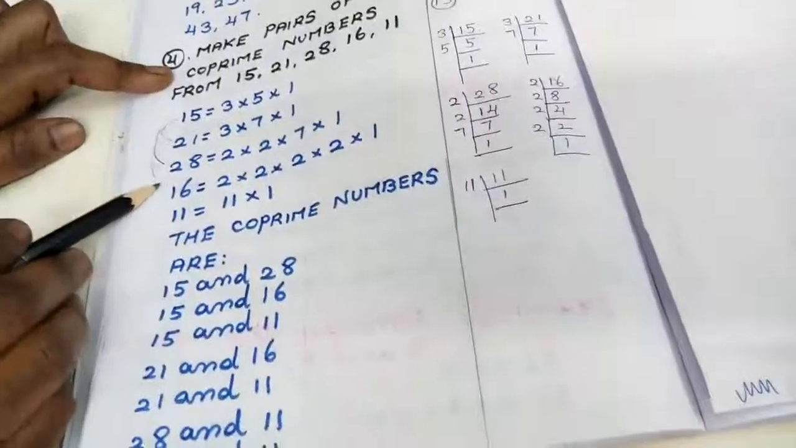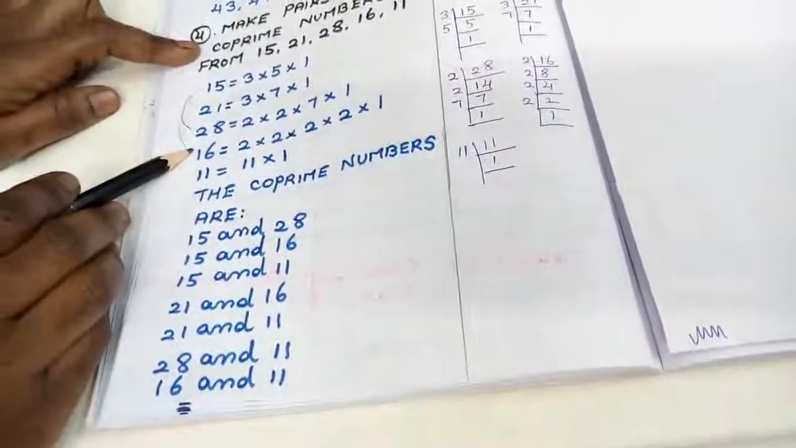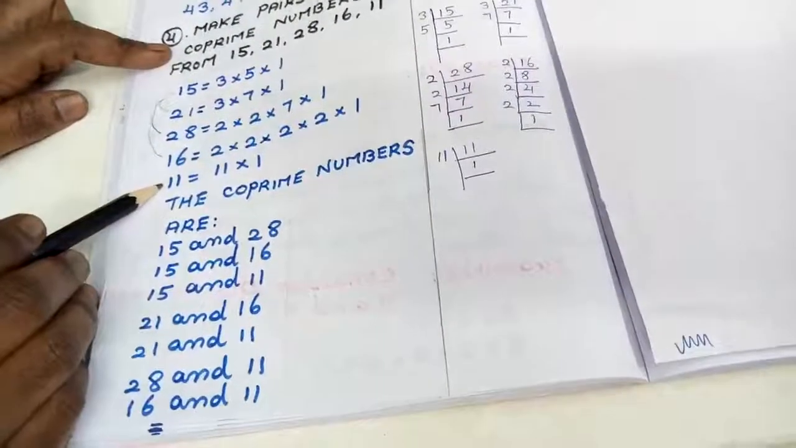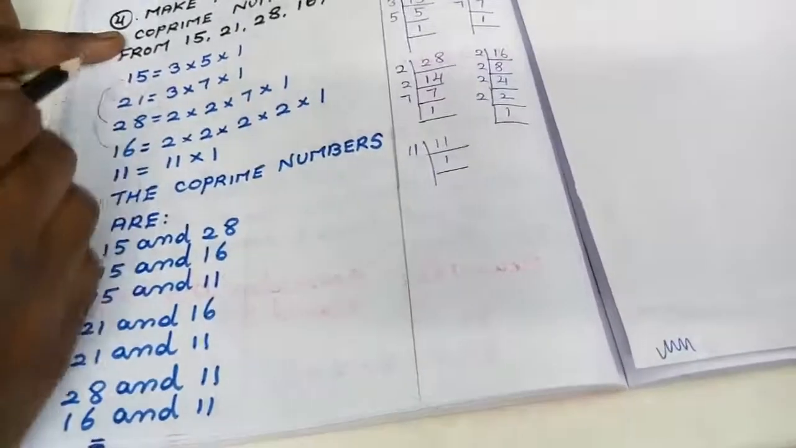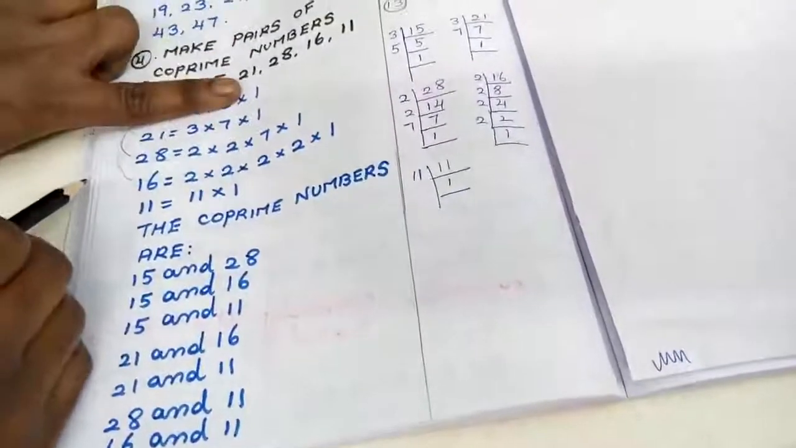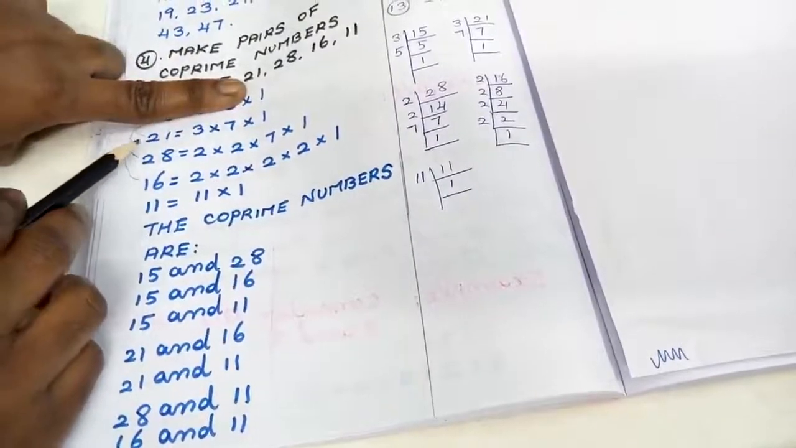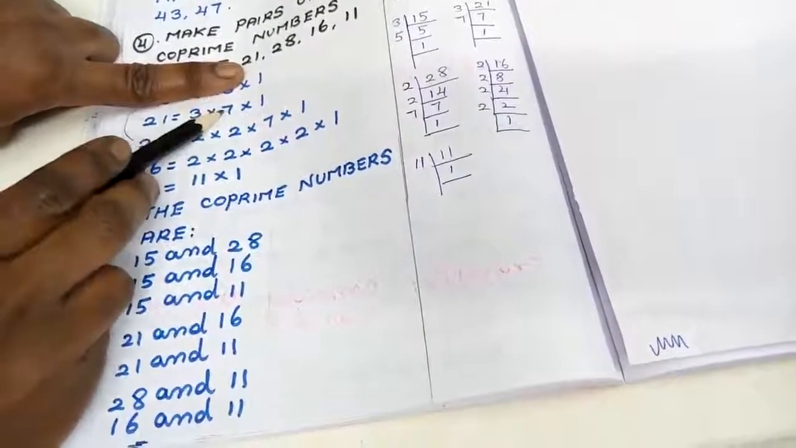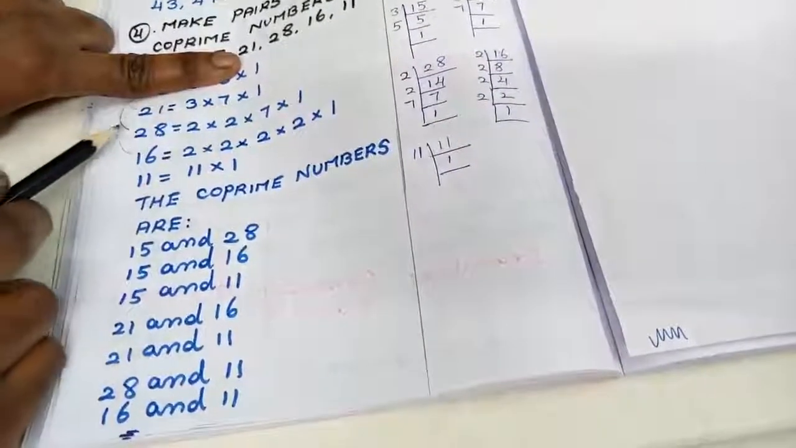15 and 16, check and see, nothing is common except 1. So, 15 and 16. Similarly, 15 and 11. Like that you will be checking. Once 15 is over, I will just remove this 15. Then I will just close this one. And the next one is, I will be taking 21. 21 and 28, while I am comparing, 7 is common. So, I will not match it.